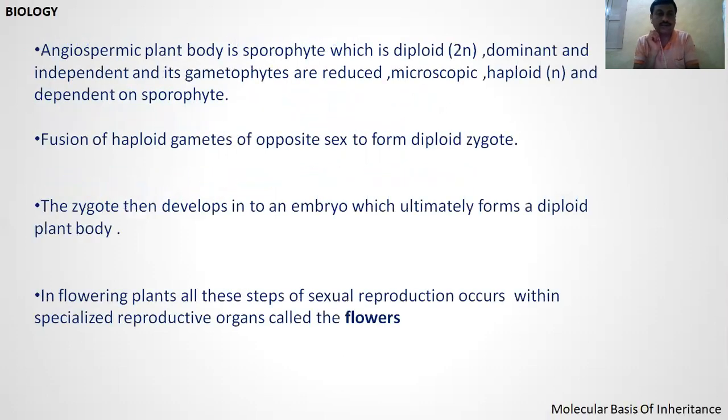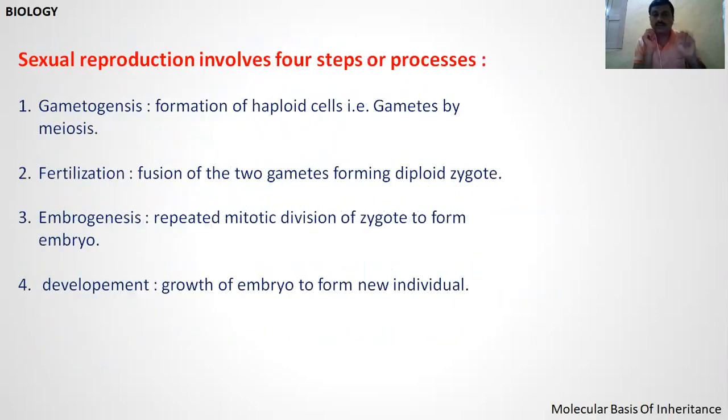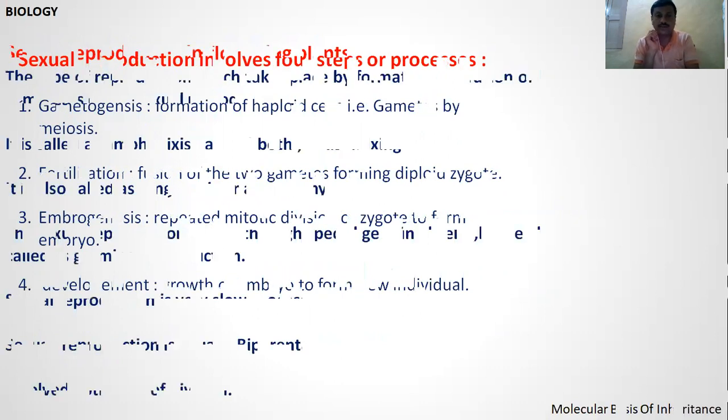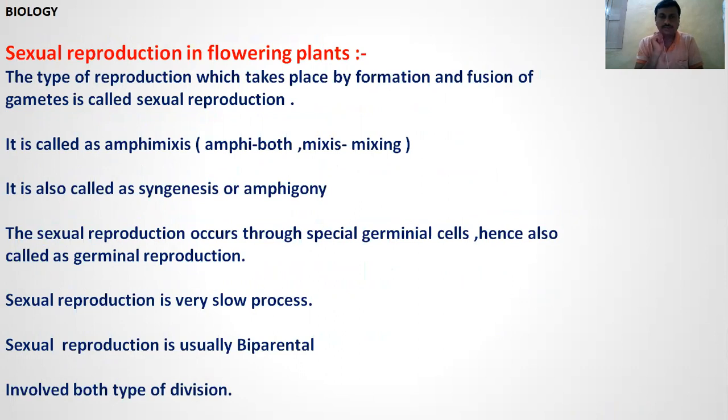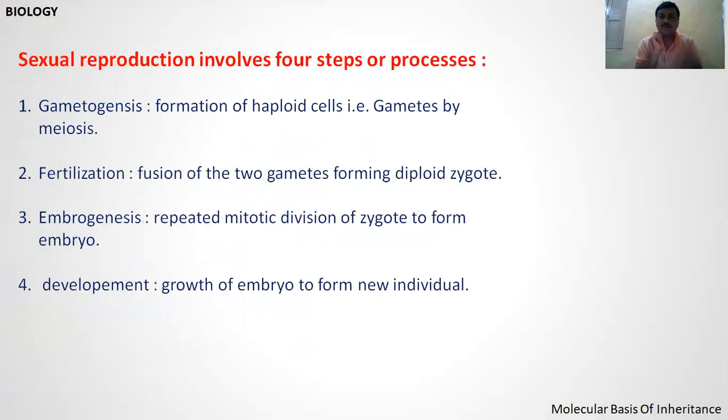Now, repeating: four steps are involved in sexual reproduction in flowering plants. Formation and fusion of the gametes is called sexual reproduction. It is also called amphimixis, syngenesis, amphigony, or germinal reproduction. It is a very slow process. It is usually biparental, and both types of cell division are involved. The four steps are gametogenesis, fertilization, embryogenesis, and development.